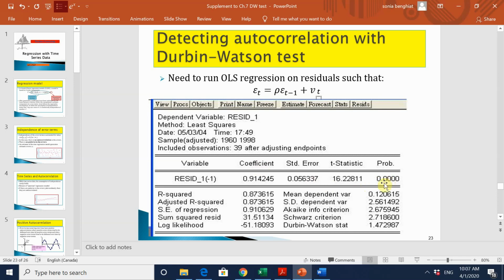Let's look at the Durbin-Watson statistic that we now get. The new Durbin-Watson statistic is 1.472987. This is for this regression model, which you can consider a simple linear regression model without an intercept. And so I'm getting good results. My Durbin-Watson statistic is clearly larger than it was before.